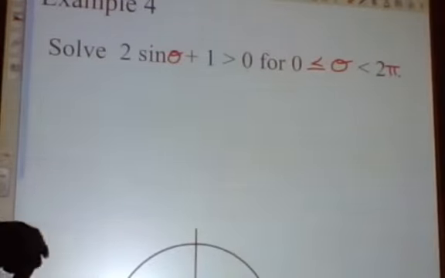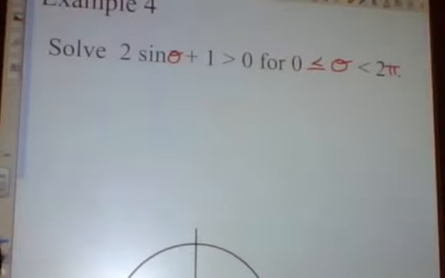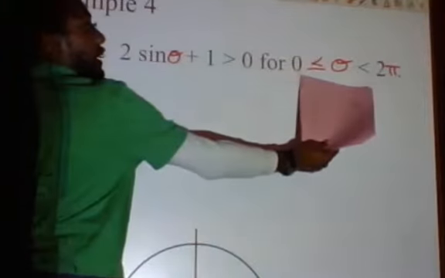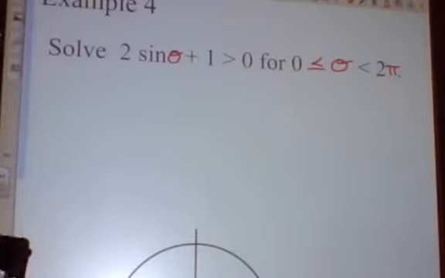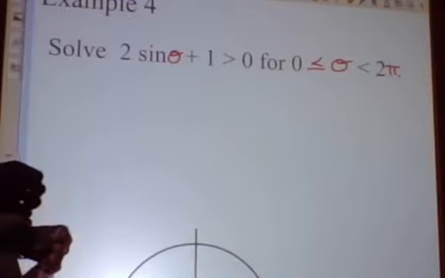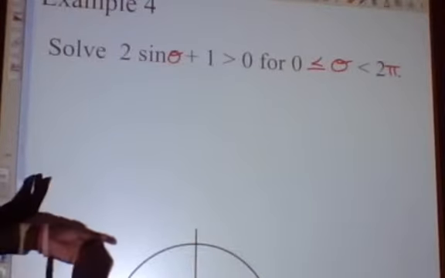So with this one, it says solve 2 sine theta plus 1 is greater than 0 for all values of theta between 0 and 2 pi. So this one limits our values so that we don't have as many as we possibly could for every single value. This one just gives us the interval between 0 and 2 pi. All right, so let's solve this out and find out what sine theta would equal or be greater than.